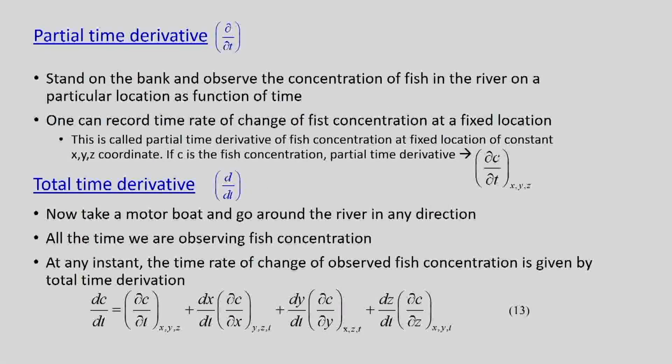So, first we see the partial time derivative. What does it mean? What is the difference between the partial time derivative and the total time derivative? To explain it rather than mathematically, we have an example. Partial time derivative is, let us say you are sitting on the bank of a river, or you are sitting on a bridge, and underneath a river is flowing.